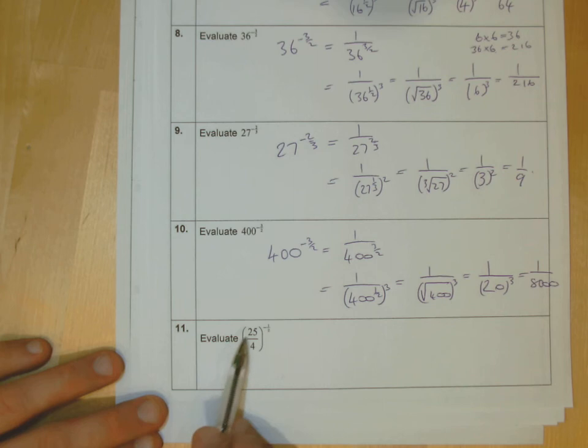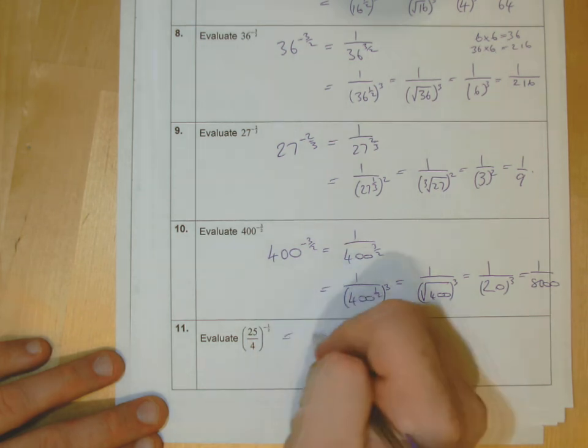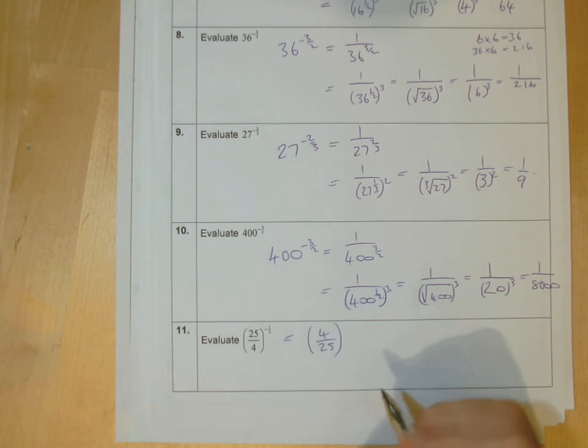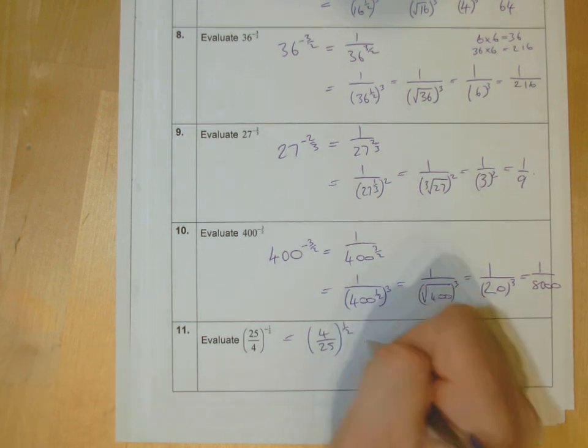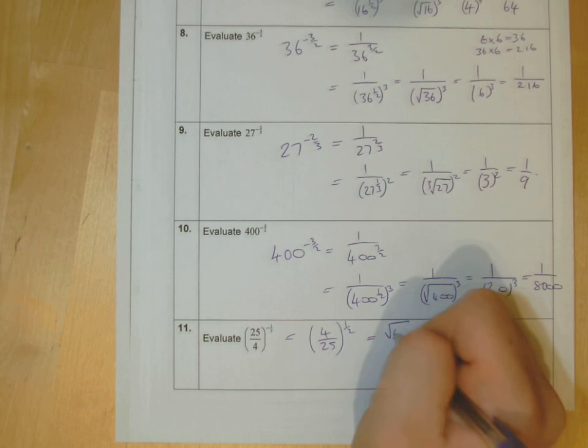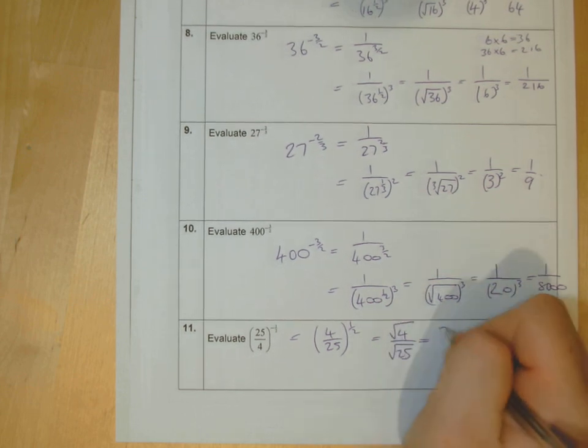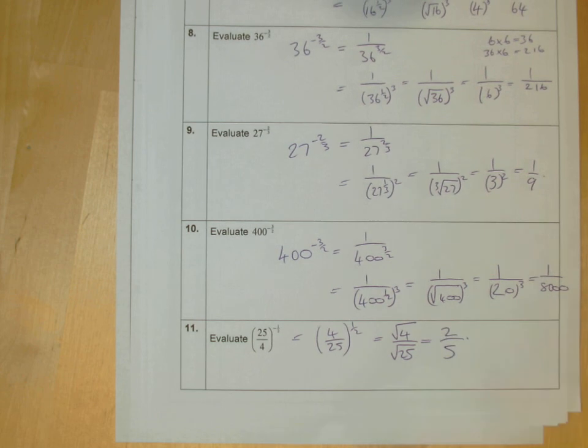Now with number 11 here, you've got a fraction to the power minus a half. Don't forget, the reciprocal of this is the same as flipping the fraction, so instead of writing it as 1 over, you could just flip it straight away, so 4 over 25 to the power half, and then you just go to square root. Square root at the top, you can split the square roots up, square root at the bottom. Square root of 4 is 2, square root of 25 is 5, and you've got your answer.